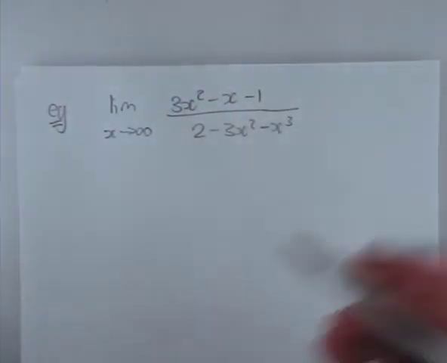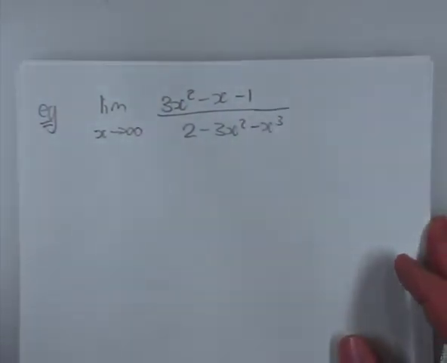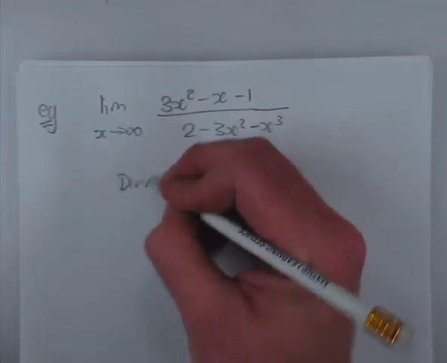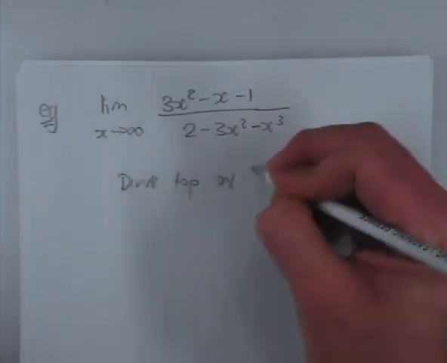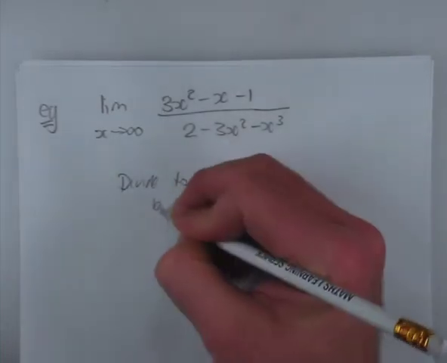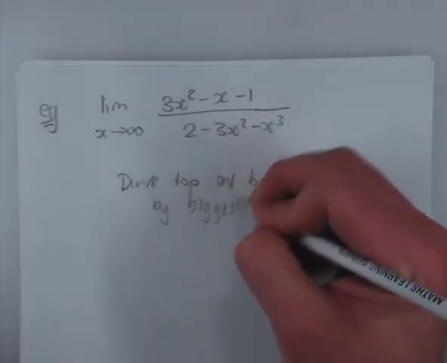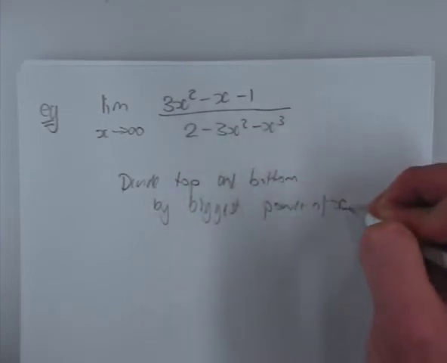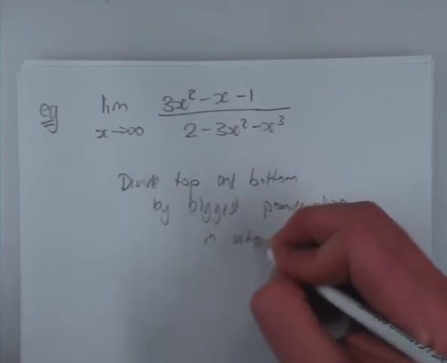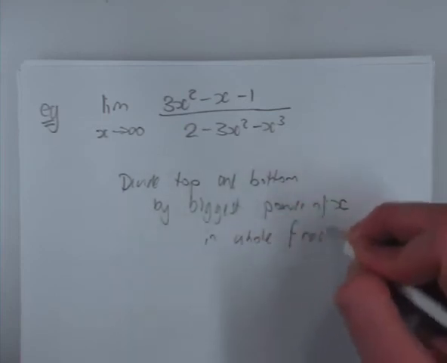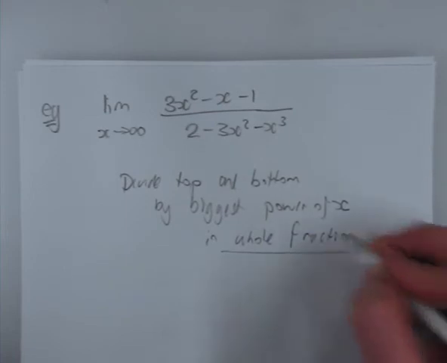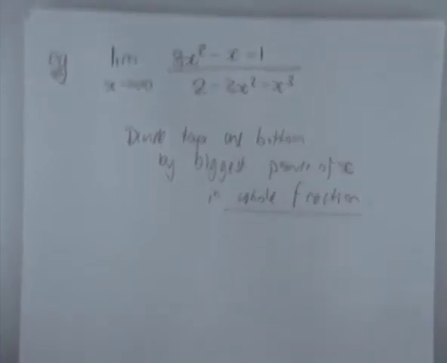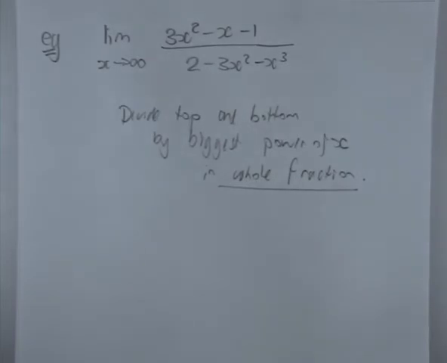Okay, so, but in order to do it completely formally, what we can do is this: we can divide the top and the bottom by the biggest power of x. And that's the biggest power of x that appears in the entire fraction. Okay? So don't just use the biggest power of x that's on the top. Don't just use the biggest power of x that's on the bottom. You've got to find the biggest power of x in the whole fraction.